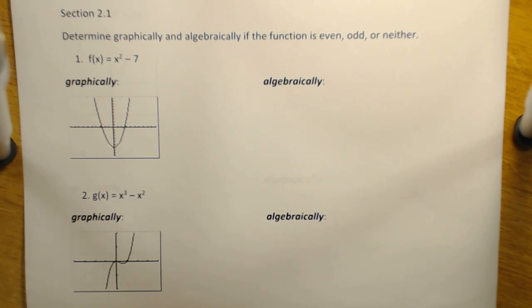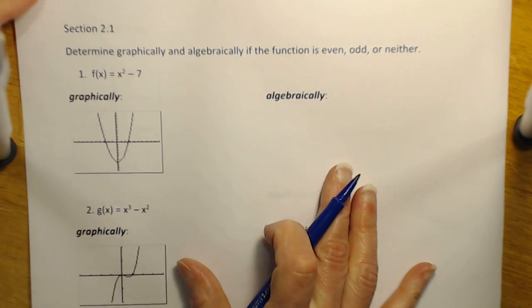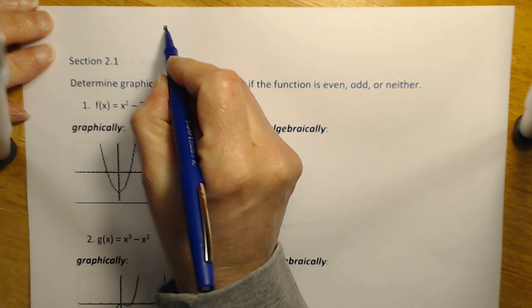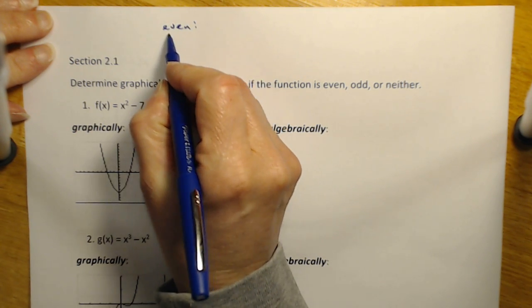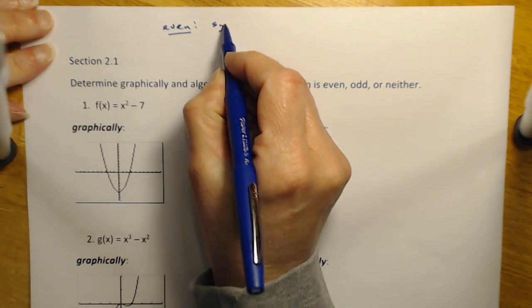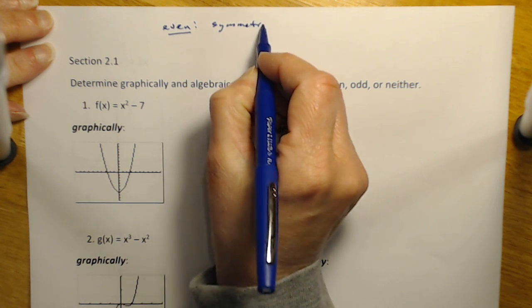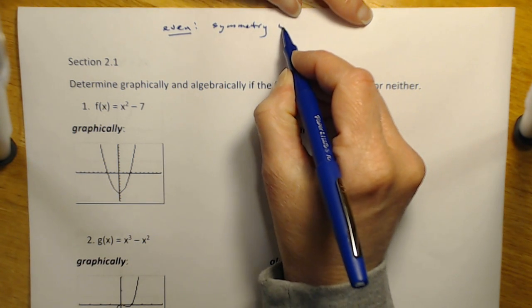So now we're going to look and try to determine if a given function is even, odd, or neither. And we're going to look at two methods to do that. One is graphically, the other is algebraically. So remember, for an even function, the graph will have symmetry with respect to the y-axis.